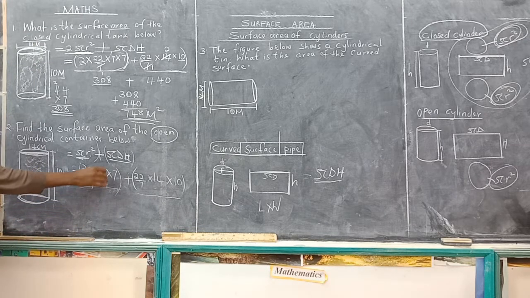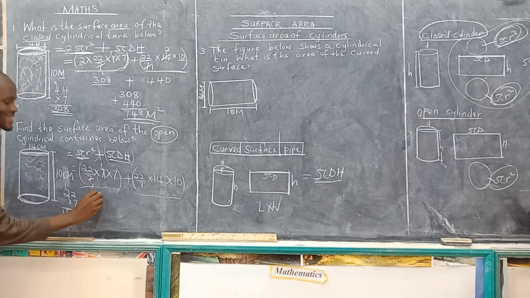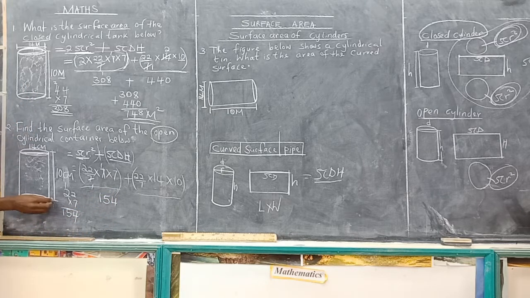By 7, 1, by 7, 1. 22 times 7, I know it's 154, but let us just multiply. 7 times 2 is 14, 4 carry 1. 7 times 2 is 14, then you add 1, you get 154. So the area of the bottom circle, remember the upper circle is not there, that is why we are not multiplying by 2. So the area of the circle is 154 centimeters squared.